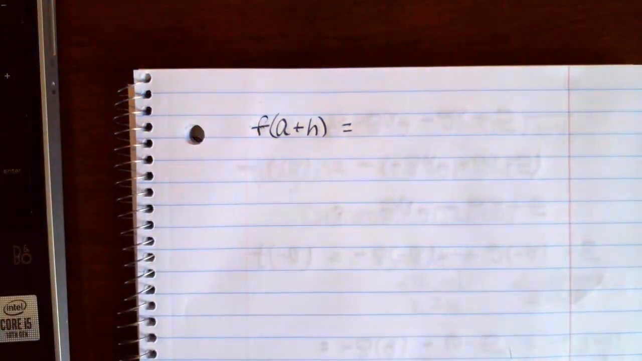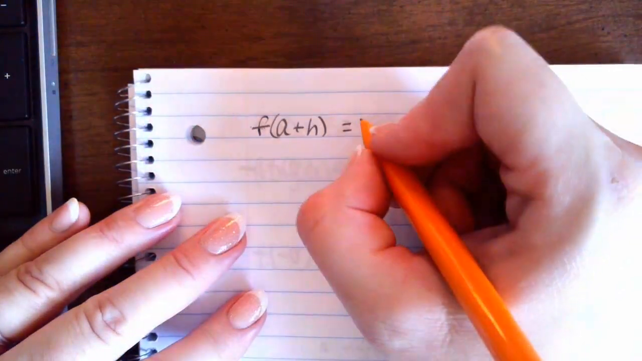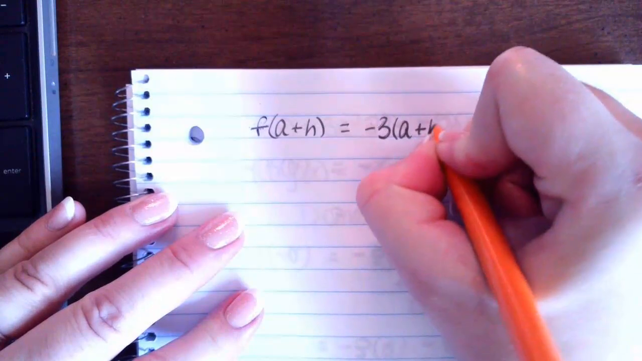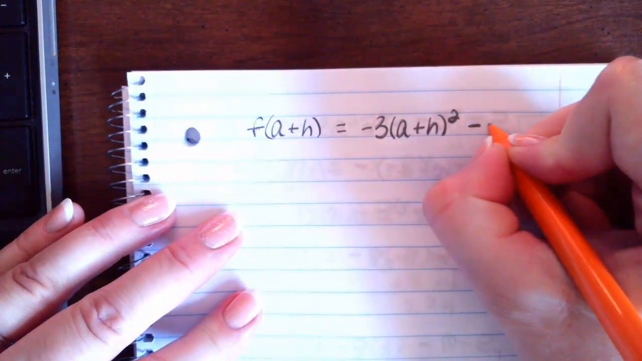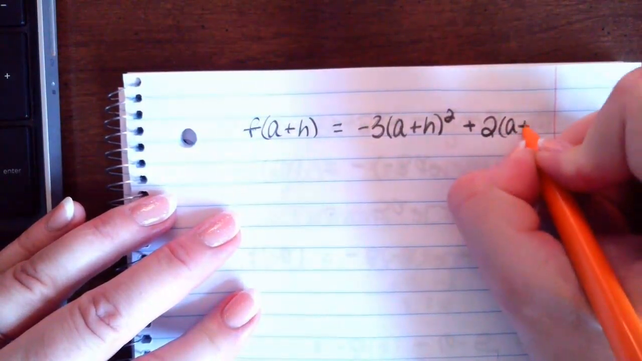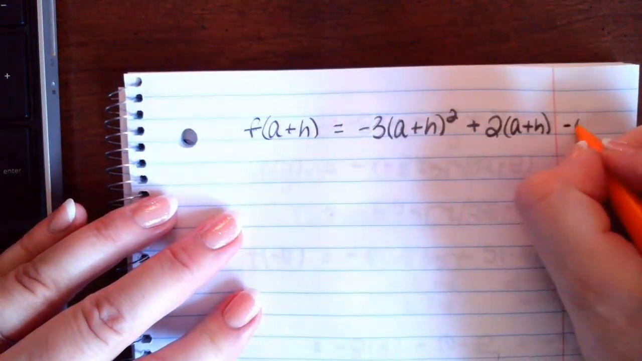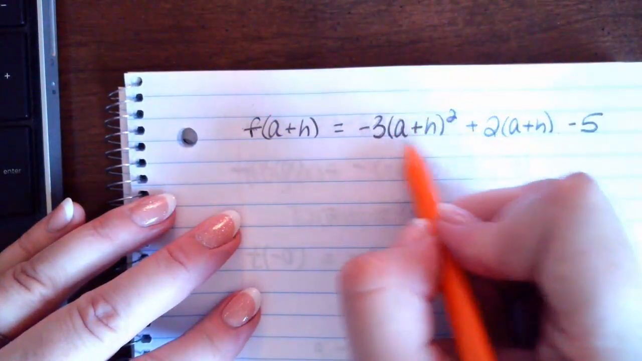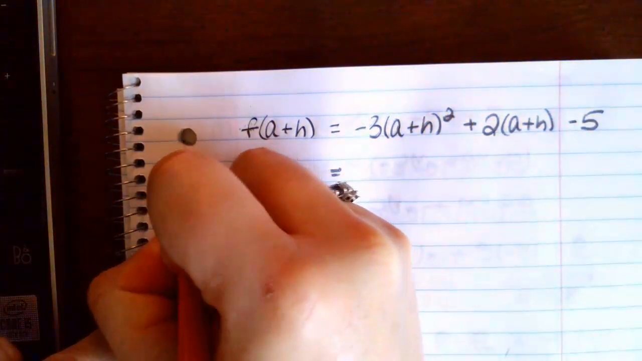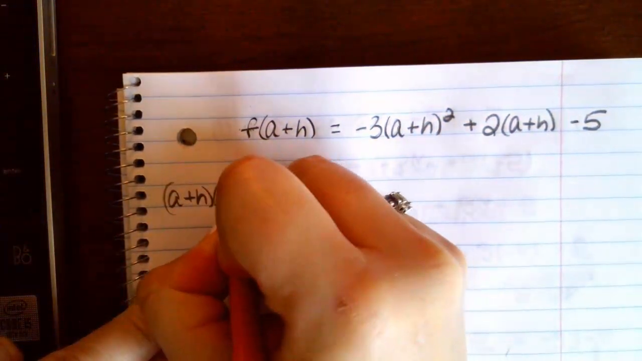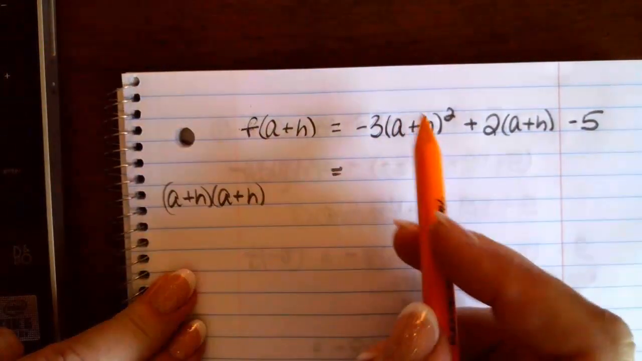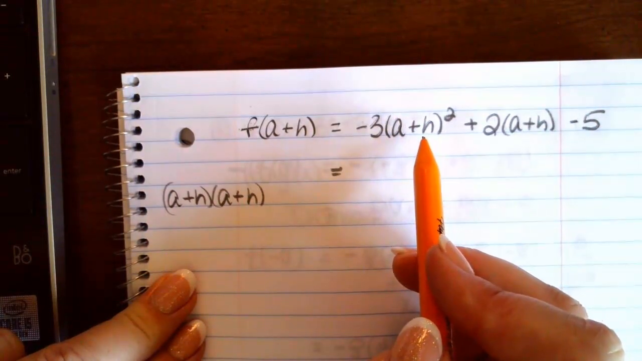So for f of a plus h, we have negative 3 times a plus h squared, plus 2 times a plus h minus 5. So remember that a plus h squared actually means a plus h times a plus h, so I'm going to FOIL that out. Don't change this into a squared plus h squared.